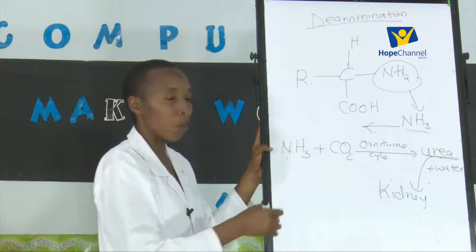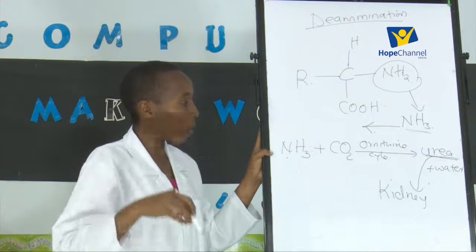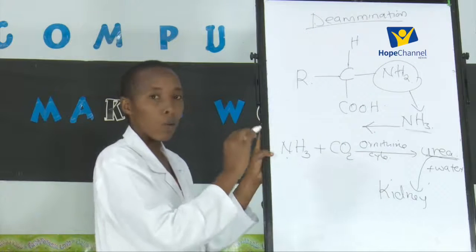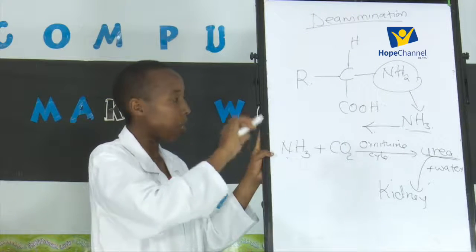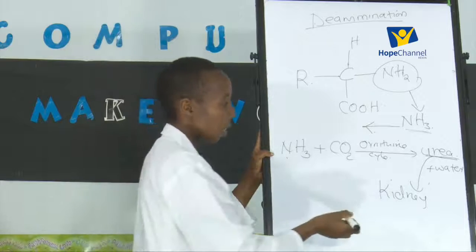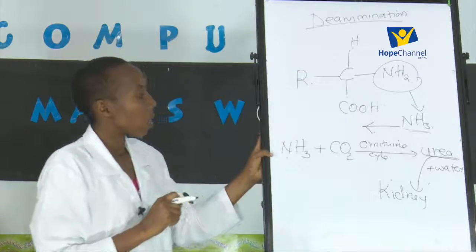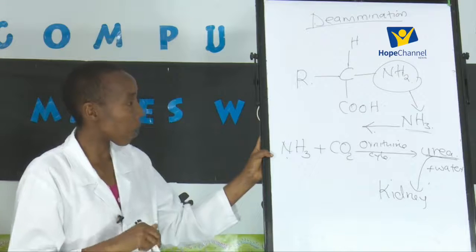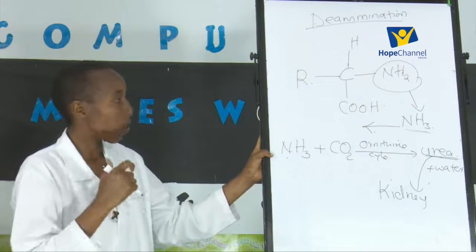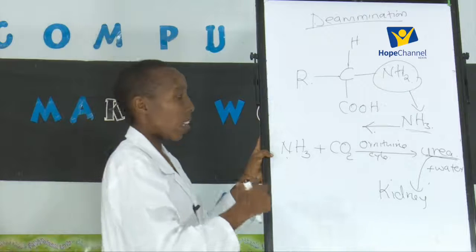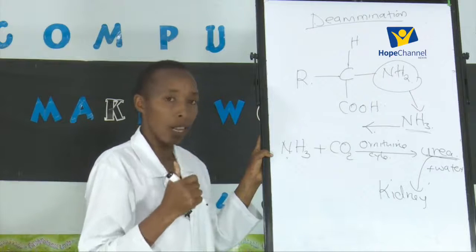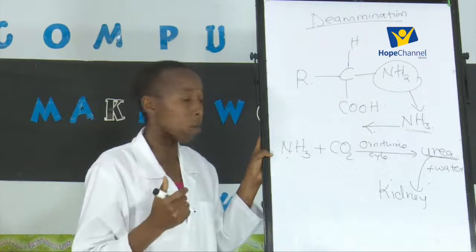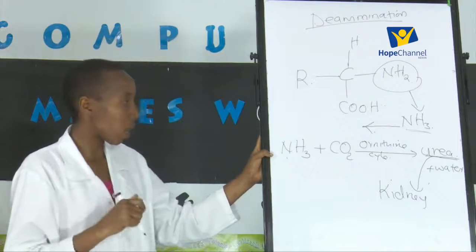So our urea is formed in the liver. We expect that from the liver, through the hepatic vein, the urea flows all the way to the heart. Then from the heart it is pumped to the kidney where it is excreted. So that is one process through which the kidney plays a role of excretion, through deamination. And I've said deamination is a process whereby the body excretes only excess amino acids. Why? It is because the body does not have a mechanism of storing excess amino acids.